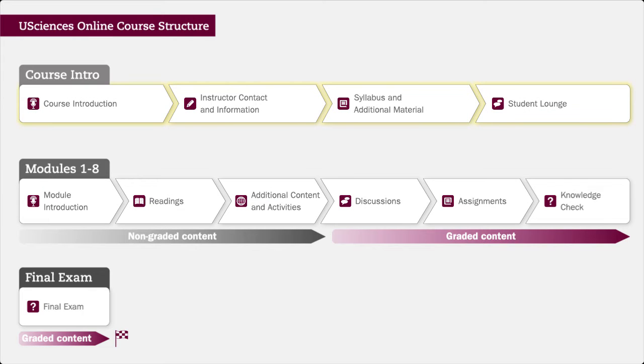The Course Introduction and General Information section contains information about the course, instructor contact and information, general online course information, and a student lounge. The Course Modules section contains the readings, videos, discussions, assignments, and knowledge checks for the course. There are 8 modules per course. The final exam is the last test you will take after all other coursework is complete. There is 1 final exam per course.